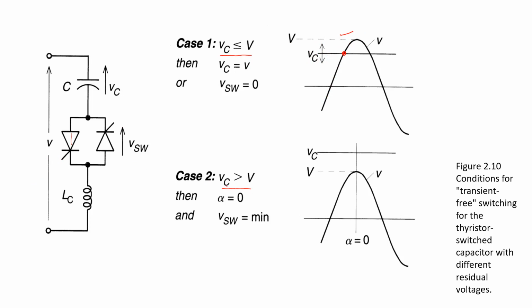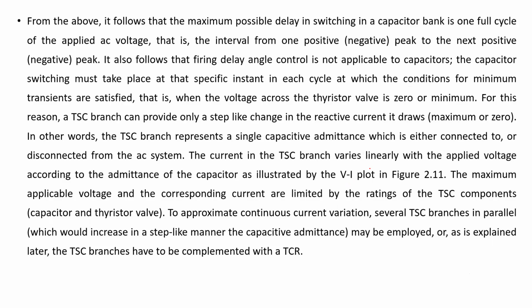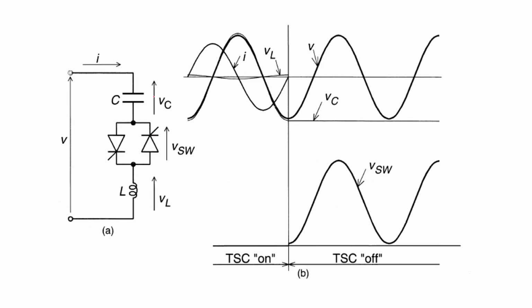Similarly, when the capacitor charged voltage is greater than the system voltage, at the maximum value of voltage, or we can say that dV upon dt is 0, under such condition, the switching is transient free. This can be explained very well with the help of this diagram. Say, for example, over here, this is the system voltage, and this is the current in the capacitor, which is going to flow in the capacitor to produce the capacitive reactance and supply to the system.